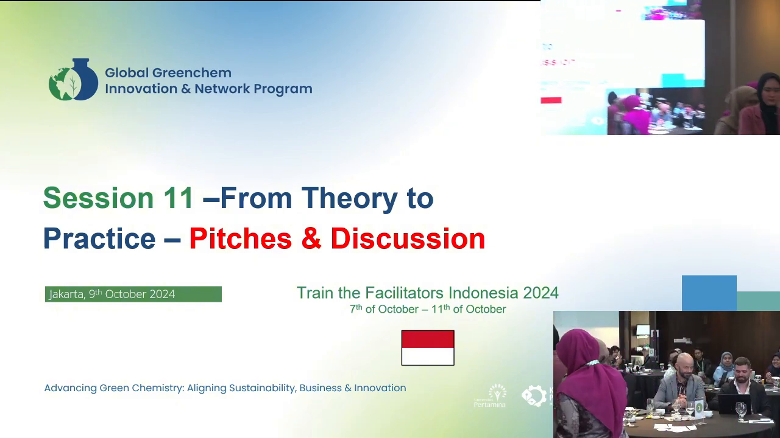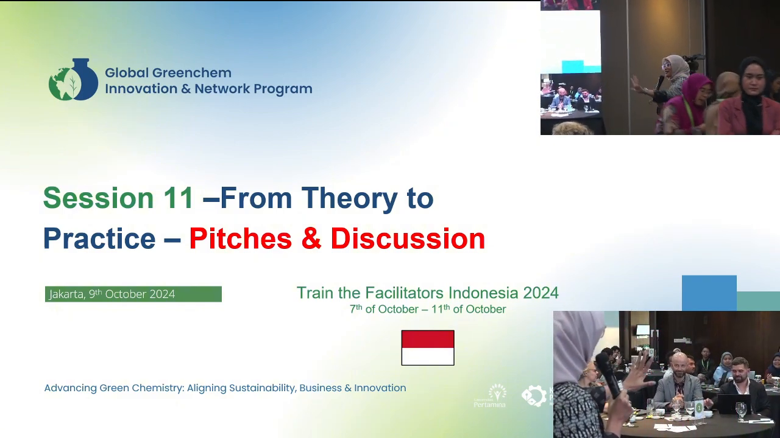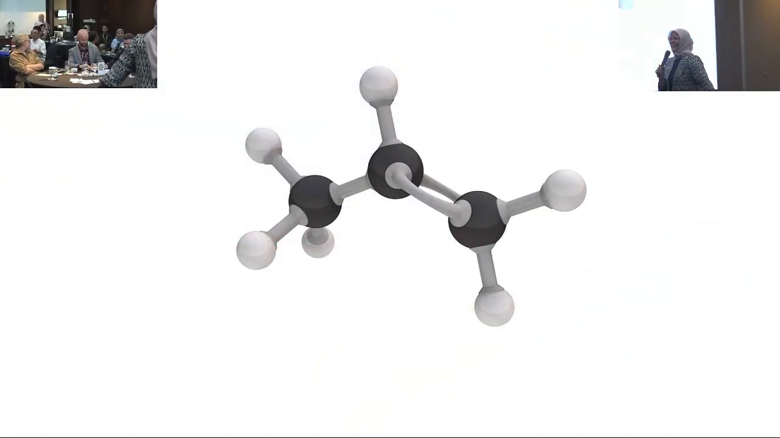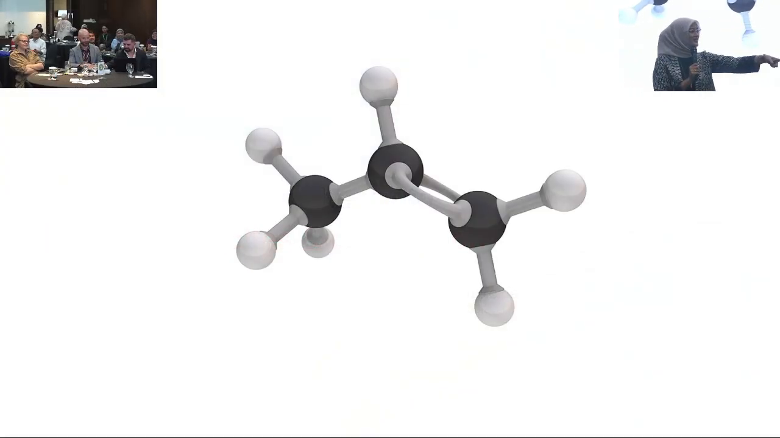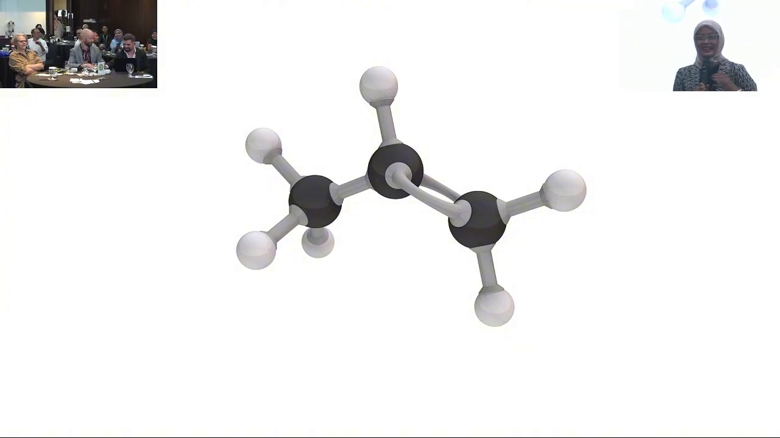Okay, so the next group, table 5. This is a privilege. We'll be the last because one person is not here, right? Yeah. So group 5, come on.